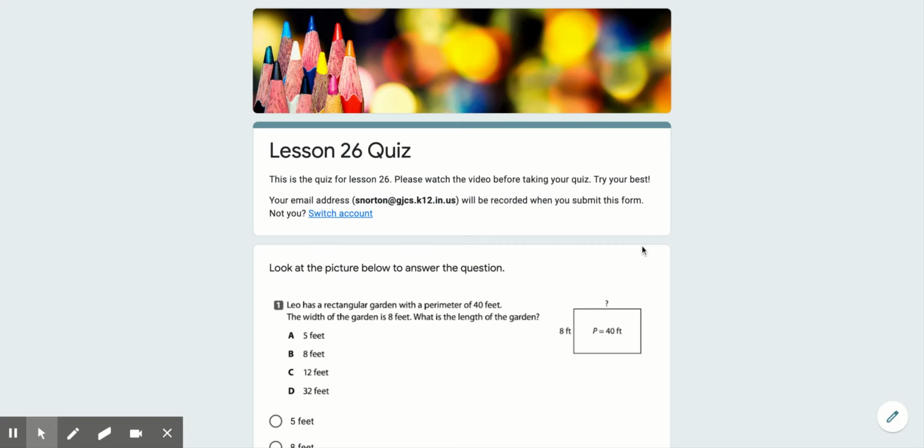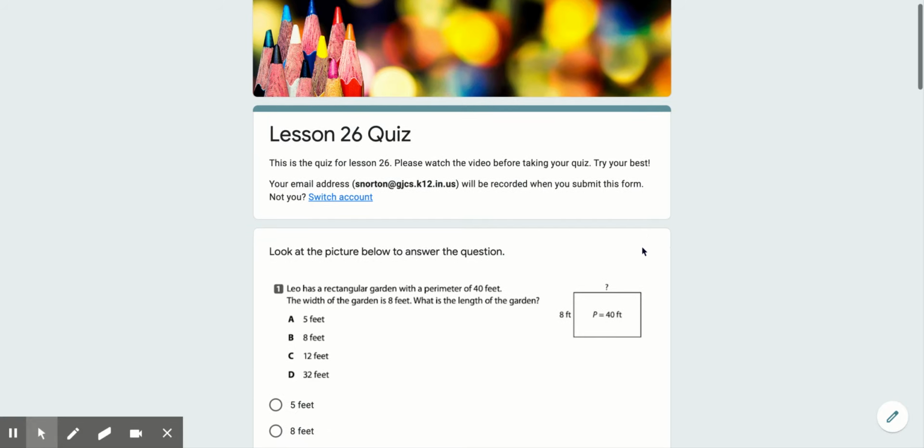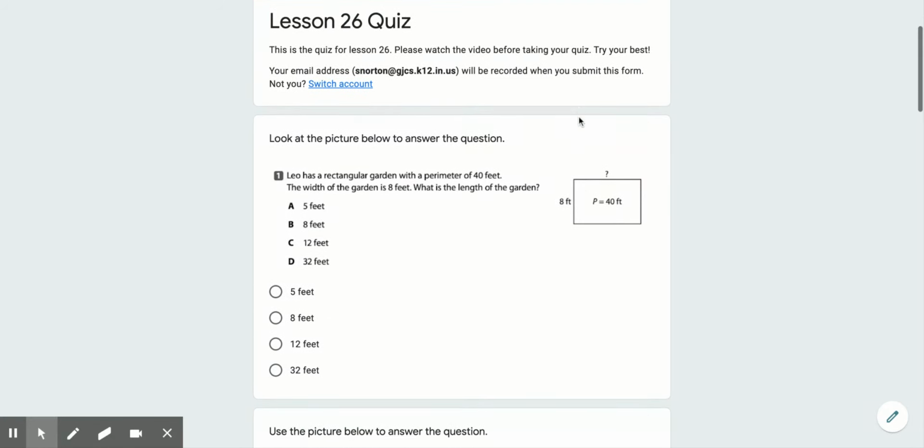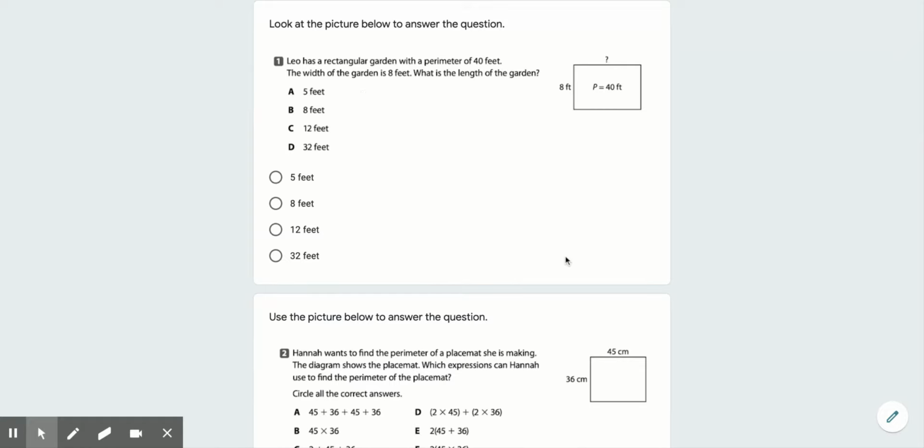Hey boys and girls, this is some quick tips for you when you go to take your lesson 26 quiz. Looks very similar to what we've been doing. For this question, I took this picture right off of your quiz because I noticed that there was this rectangle that would have been really hard to make, so I took it straight from your quiz.